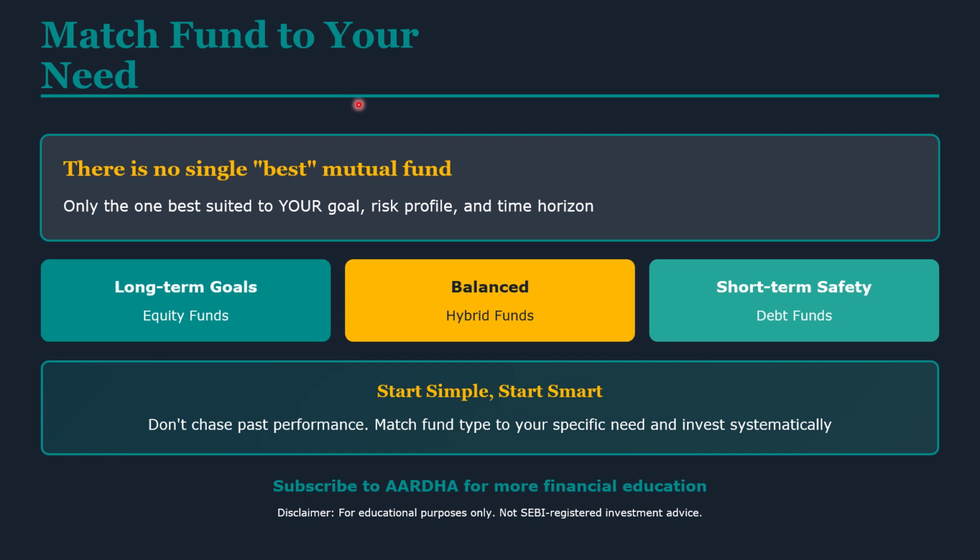And the most important thing is to match the fund to your need. There is no single best mutual fund, only the one best suited to your goal, risk profile, and time horizon, which must be selected by you. For long term goals, go with equity funds. For balanced, go with hybrid funds. For short term safety, use debt funds. Start simple, start smart. Don't chase past performance. Match fund type to your specific need and investment. Invest systematically. Thank you.